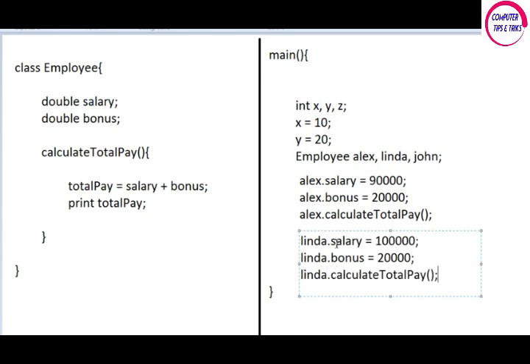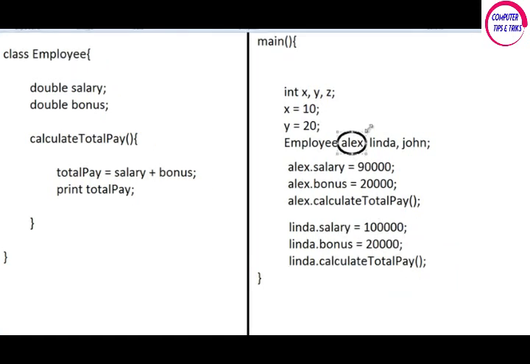So over here, when Linda calls calculate total pay, what happens is it will come here and it will add up salary and bonus. Whose salary and bonus? Since Linda is the person who called this method, it will add up Linda's salary and bonus, and it will print out $120,000. This Alex, Linda, and John are what you call objects.